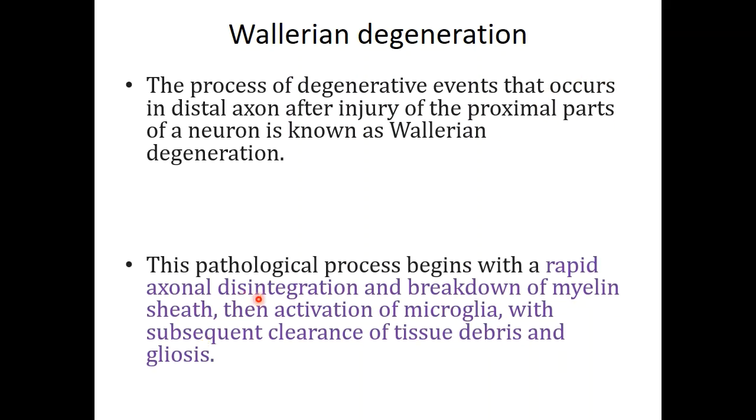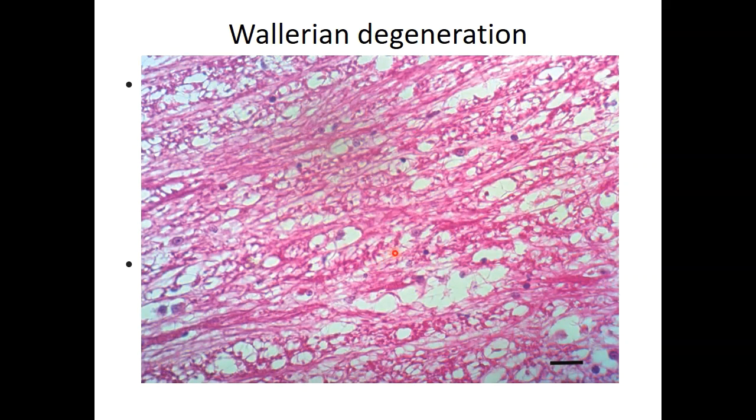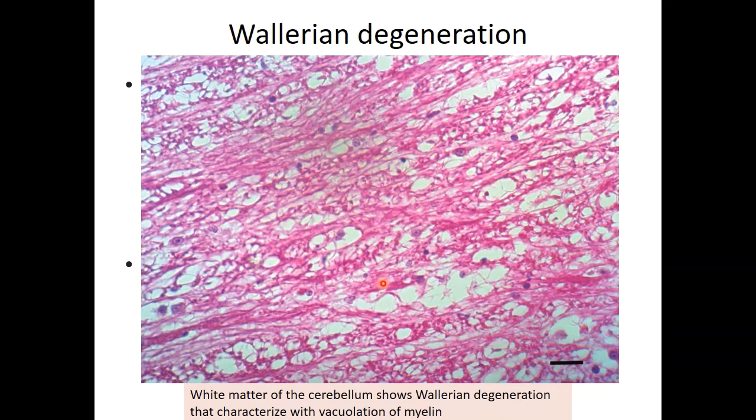This pathological process involves a rapid axonal disintegration, breakdown of myelin sheath, and then activation of microglia or macrophages for that matter, with characteristic clearance of the tissue debris and gliosis. So let's see, what do you see here? We see the characteristic white matter of the cerebellum, which shows Wallerian degeneration, which is characterized by vacuolization of the myelin due to degeneration of the myelin protein, right?